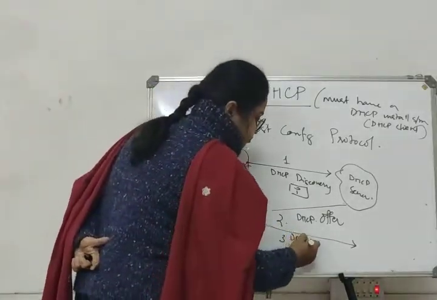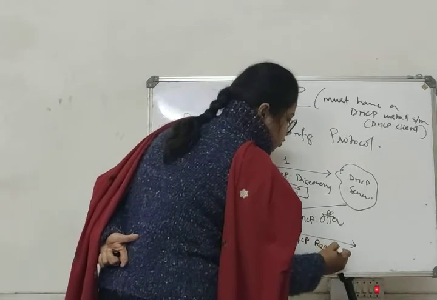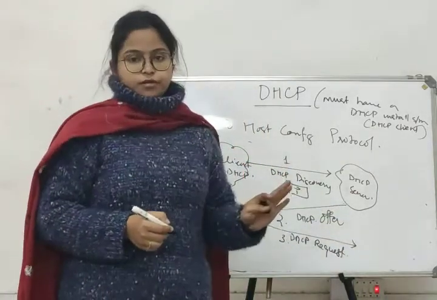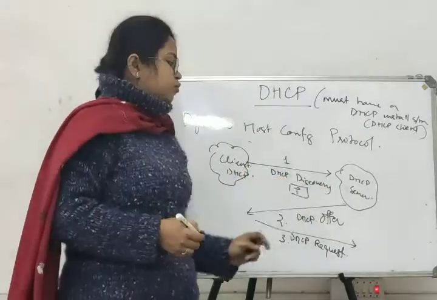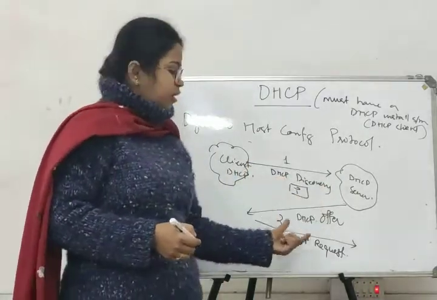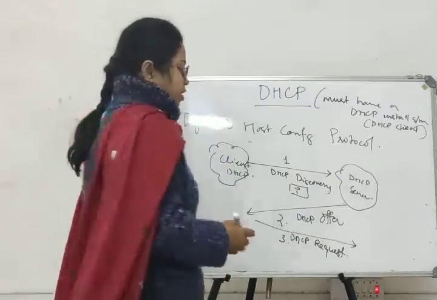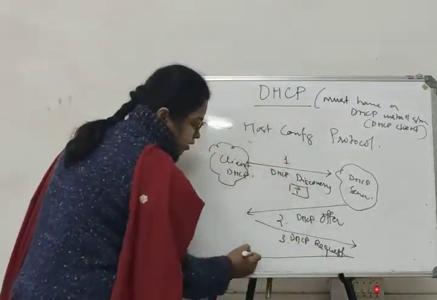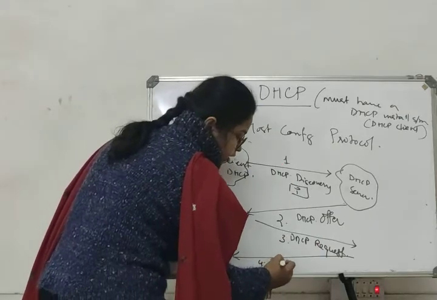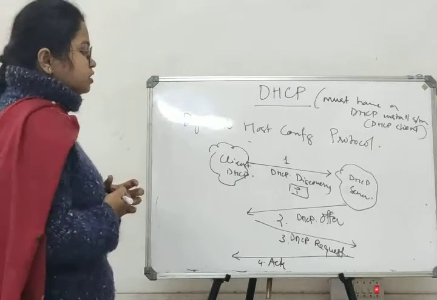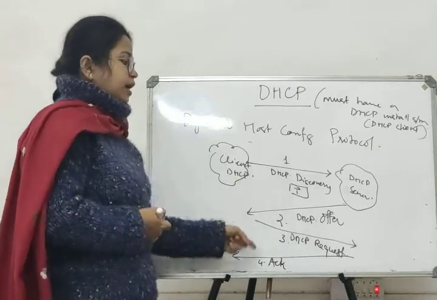DHCP request. That means I want to request whatever you have offered. So the client is basically saying to the server that whatever you have offered, I am requesting this, I need this, I am taking this. Then the server sends an acknowledgement that okay, you take it. This is yours. So this is the process of allotting IP addresses.